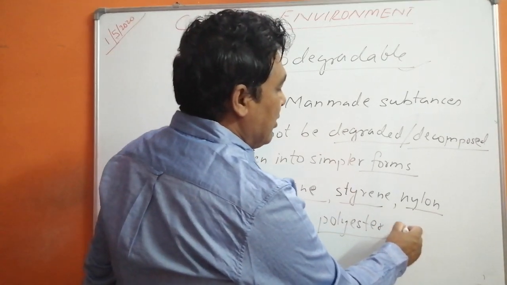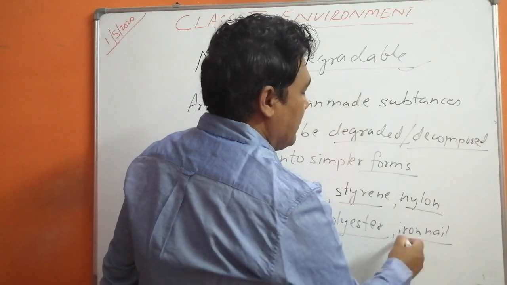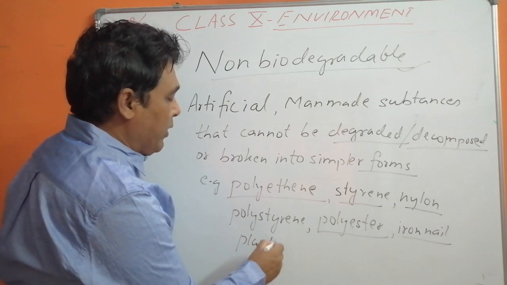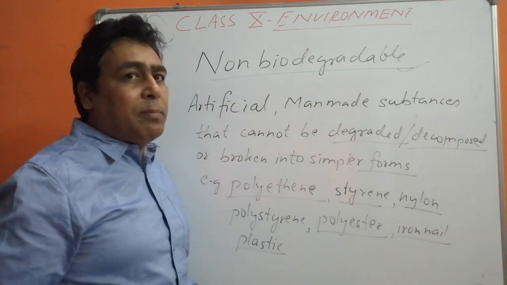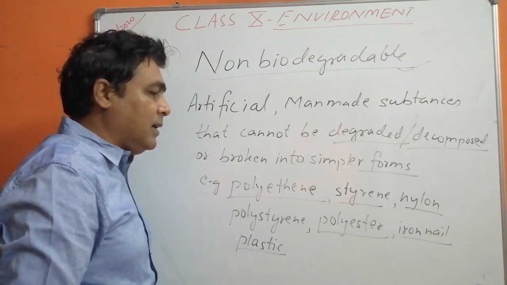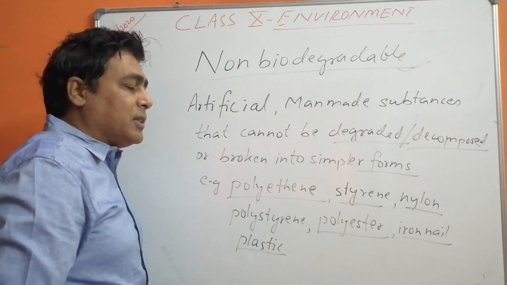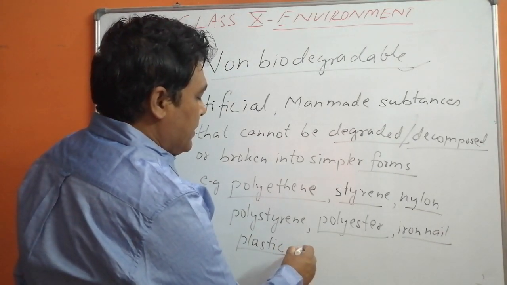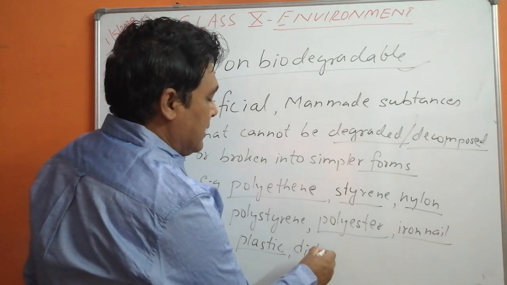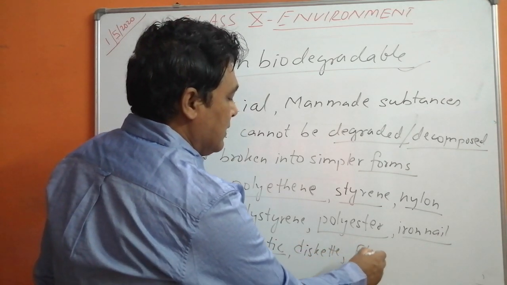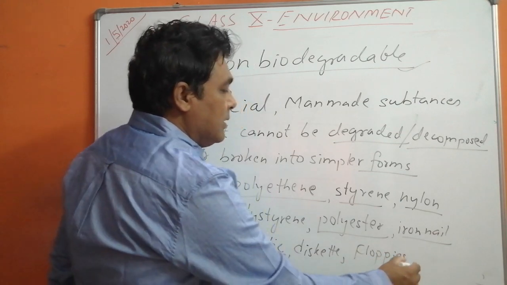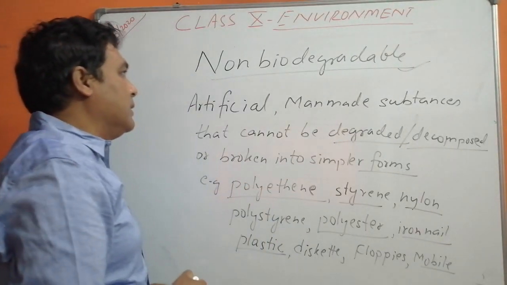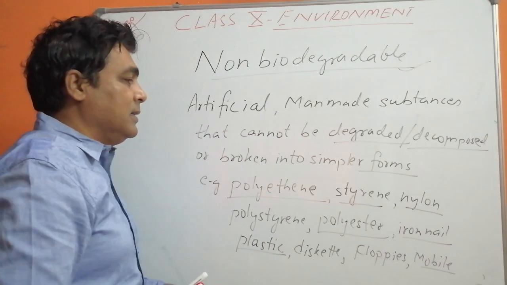Then we also talk about the iron nail. Then comes plastic, various kinds of plastics. Thermostable plastics are there, non-thermostable plastics are there. Thermostable means which can resist the heat. Then diskettes, floppies of computers, your mobile phone. All of this comes under the non-biodegradable substances.